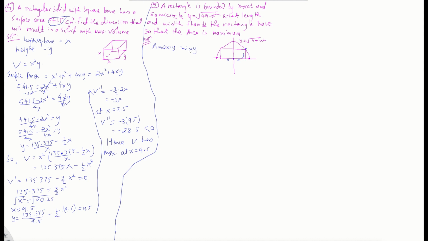But here it has x and y, so we need to replace y by that value and then find the derivative after that. So A is 2x times the square root of 49 minus x squared, right? Now we need to find the first derivative. So A prime, you can take this as f and this as g. This has 49 minus x squared to the 1/2. So let me write it this way.